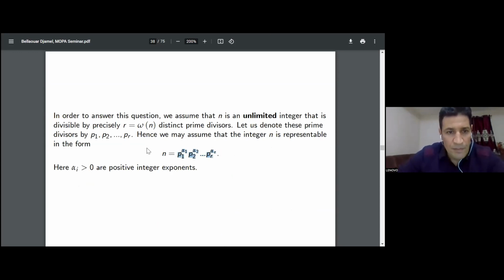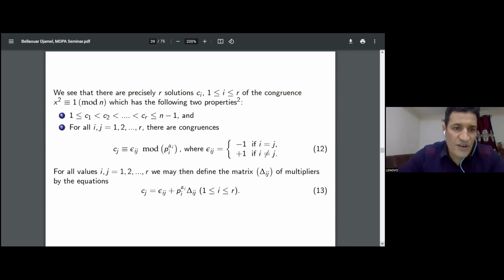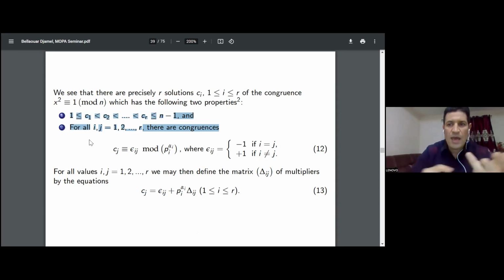And consider the quadratic equation x squared is congruent to 1 modulo n. Then this equation has r solutions, and these solutions satisfy the following properties. For example, if we take n equals 6, then we find c1 equals 1 and c2 equals 5, because 1 squared is congruent to 1 modulo 6, and 5 squared is congruent to 1 modulo 6.